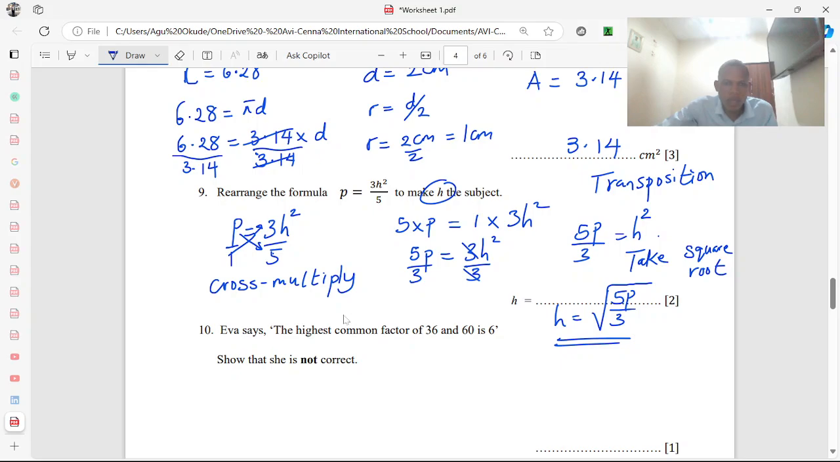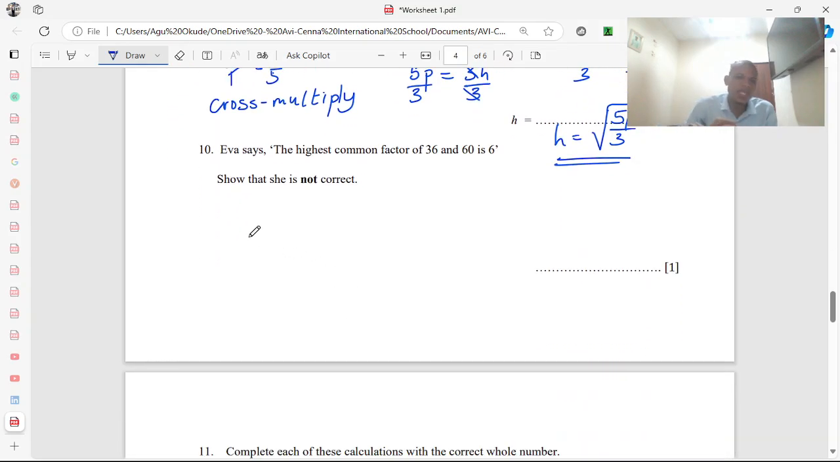All right. Now for number 10, we have Eva says the highest common factor. So highest common factor is HCF, or we call it GCF, which means greatest common factor. They're the same thing. Now Eva says the HCF of 36 and 60 is 6. Show that she is not correct. Of course, she's not correct, because the HCF cannot be 6.